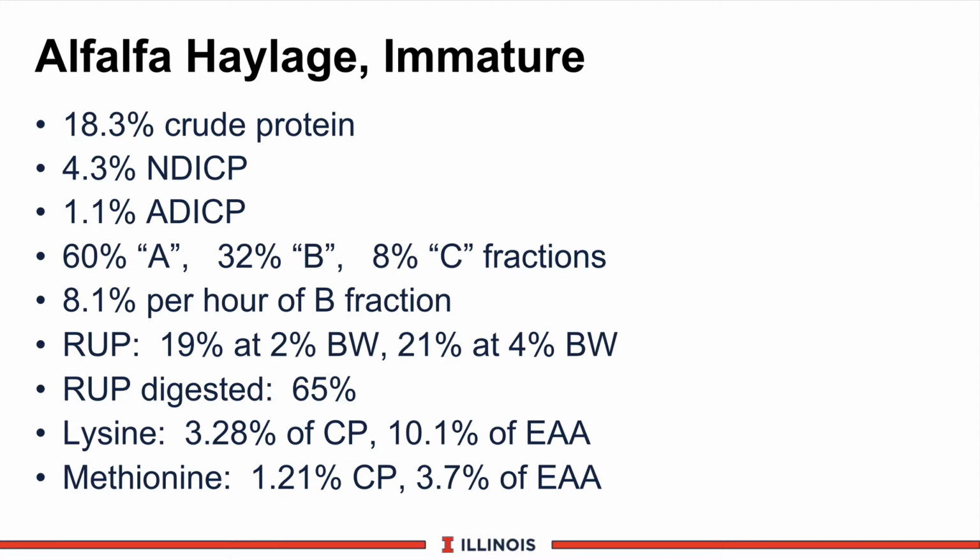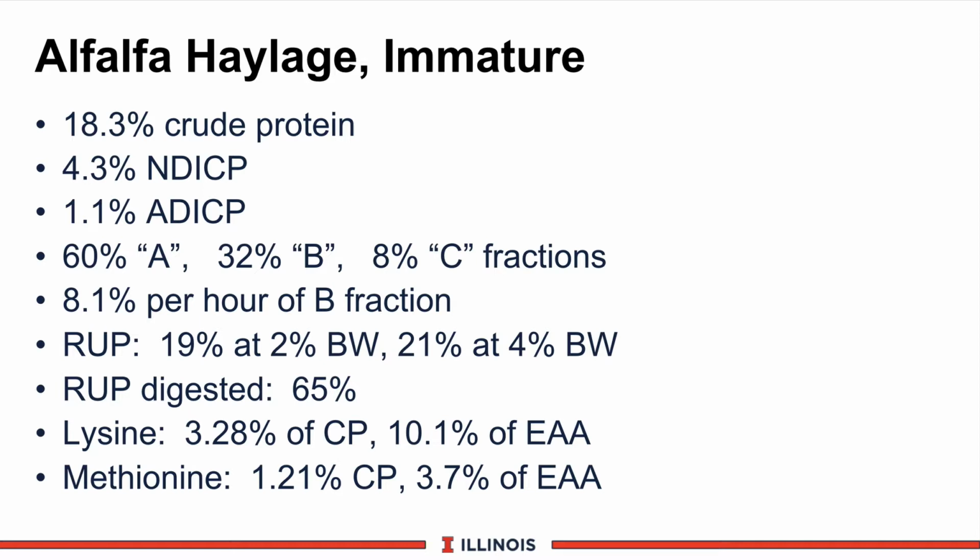The RUP of this haylage is 19% at the 2% intake and goes up to 21% at 4%. Notice that change is smaller compared to some of our protein supplements we looked at just a few minutes earlier. That rumen undegradable protein is 65% digested in the small intestine.